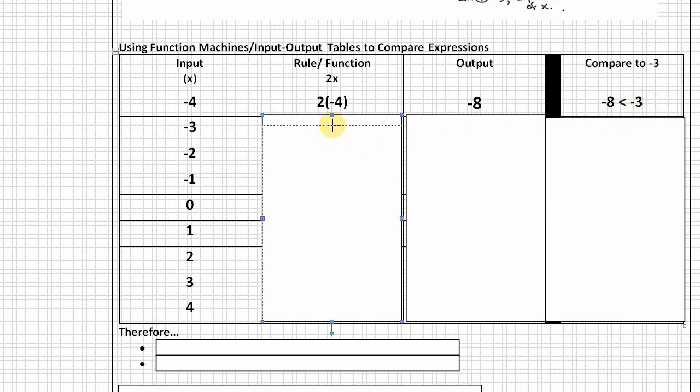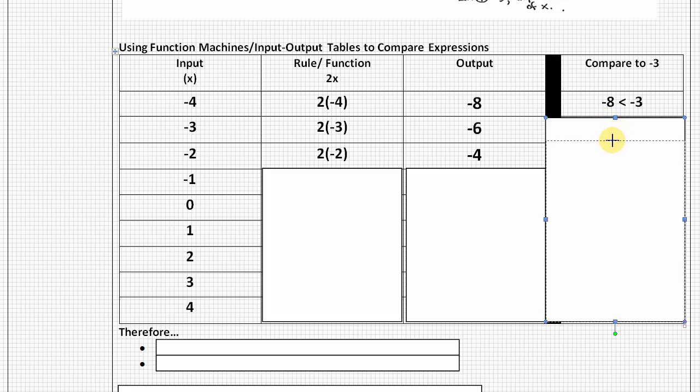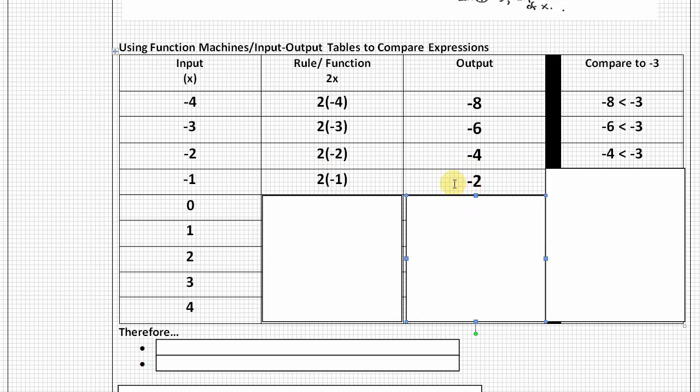Keep going, we're going to do some. So I'm going to show substituting in these 2 values. So if we put -3 in for x, we get -6 as an output, and -6 is less than -3. We put -2 in, we get -4, and -4 is less than -3. So what happens here when we put -1 in? Substitute that in. If we put -1 times 2, we get -2. Well, now -2 is greater than -3.